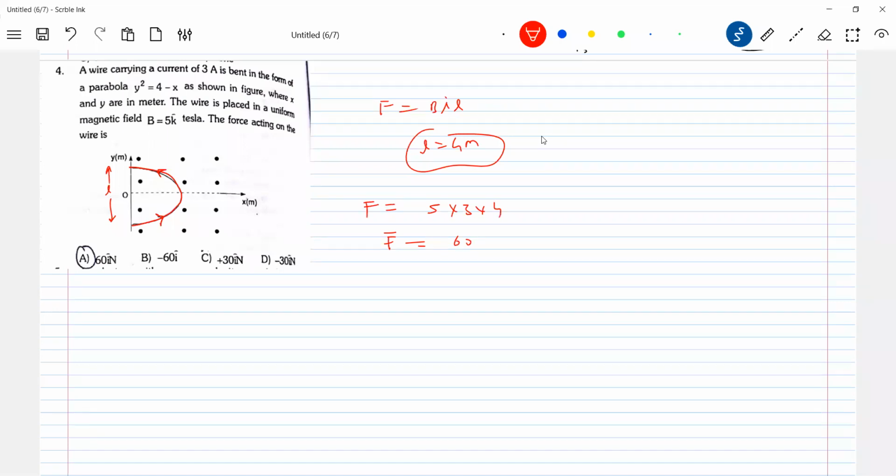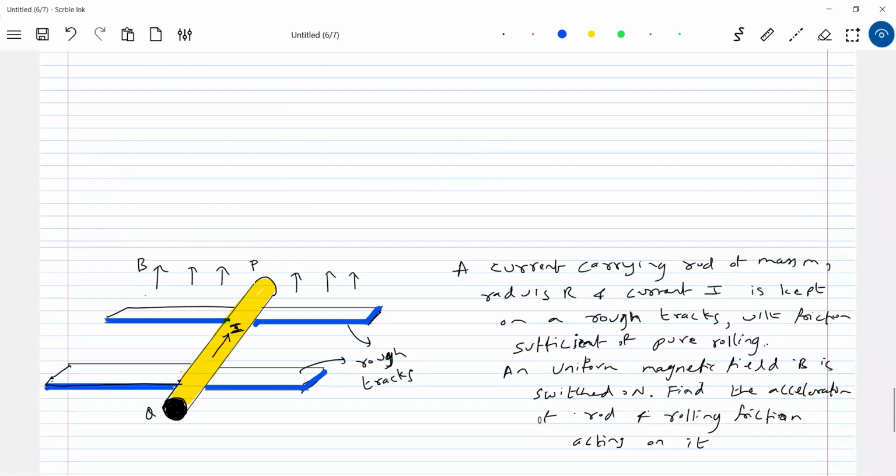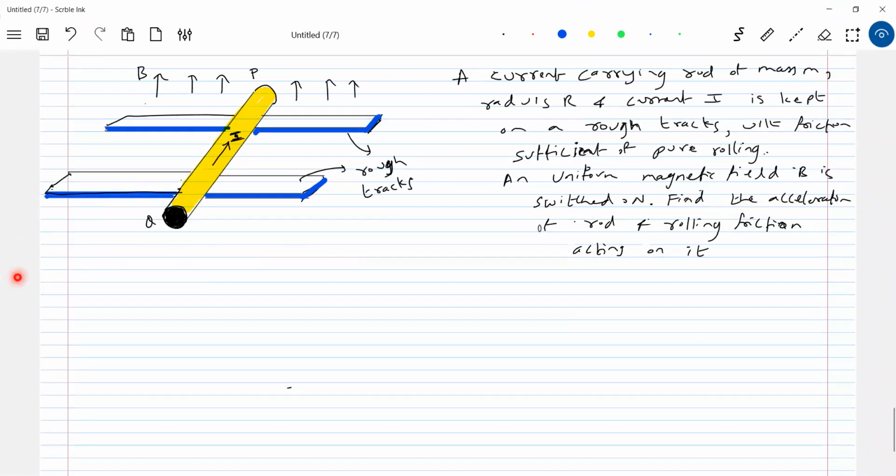B bar times current, so it will be I cap. I cap, sir. Positive x-axis. Put x equal to 0 and calculate this length and the coordinates. This will be 2 meter, 2 meter. This will be 2 meter, this will be 2 meter. So the effective length is what you have to substitute in the formula. Again, the application of BIL.